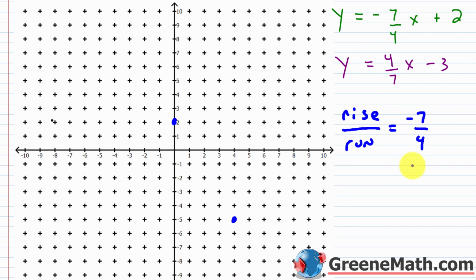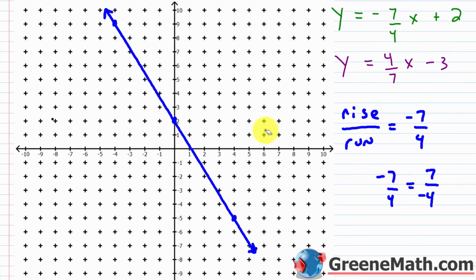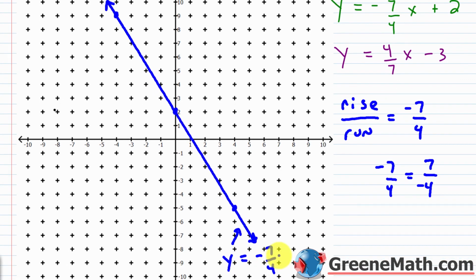So what I'm going to do, again, I'm going to use a trick. If I have negative 7 over 4, that's equal to 7 over negative 4. Okay? So I could start here and I could rise 7: 1, 2, 3, 4, 5, 6, 7. And I could run negative 4, which means I go to the left: 1, 2, 3, 4. So let me label this. This is y is equal to negative 7/4 x plus 2.